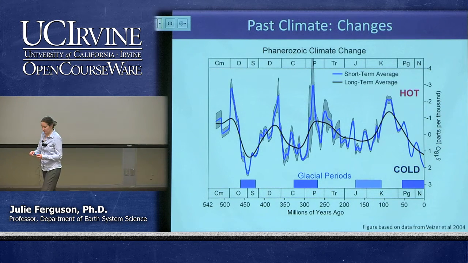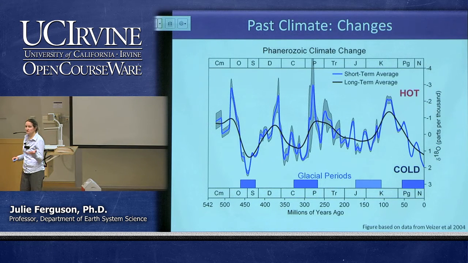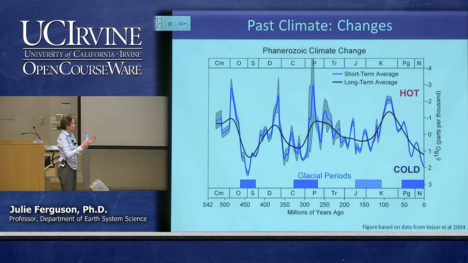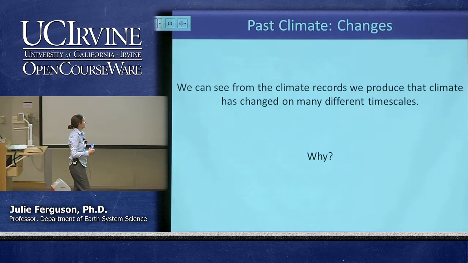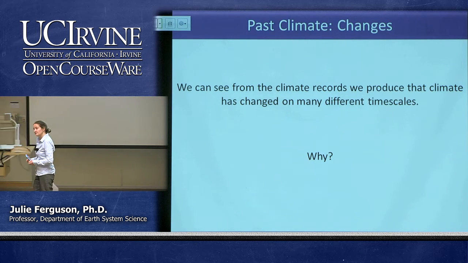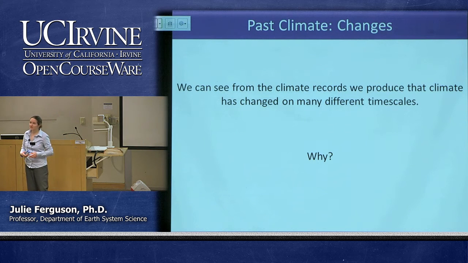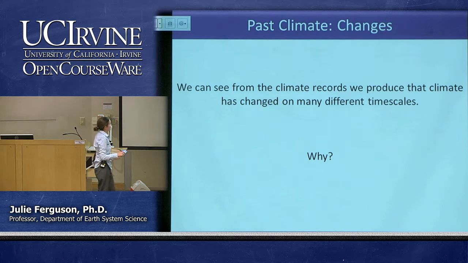Okay? So we're going to look in more detail at those. We can see that climate has changed, and by looking at climate records from different time periods, we can get a sense of why that is. So we know that climate has changed. Now we want to ask the question, why? This is important for us, because if we understand how we have seen such big changes in the past, that might give us a clue as to how our climate might change in the future.